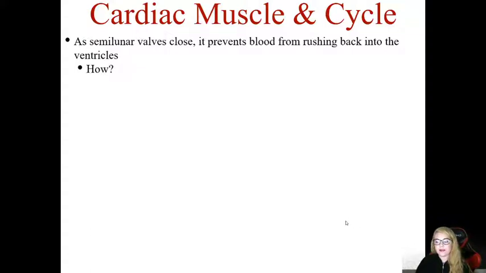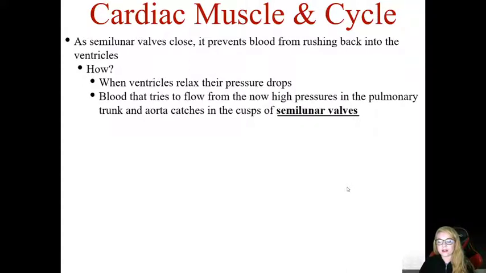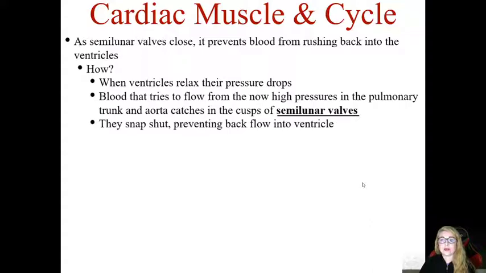Well, when the ventricle relaxes, their pressure drops. So pressure increases when it's contracted, and it decreases, or pressure drops, when it's relaxed. Okay, and that blood that tries to flow from the now high pressure into the pulmonary trunk and aorta is caught in the cusps of the semilunar valves. As a result, the semilunar valves are going to snap shut, preventing the backflow into the ventricle.